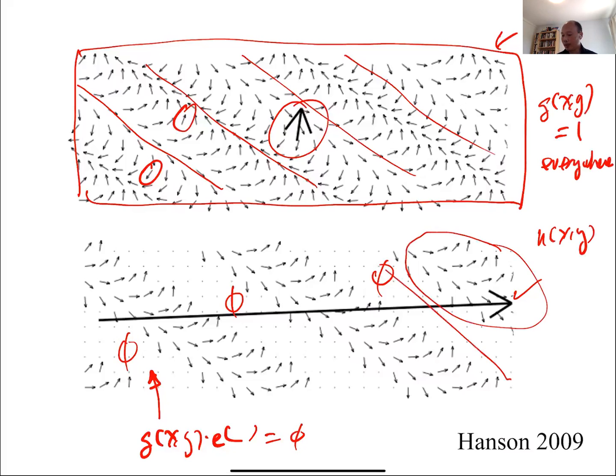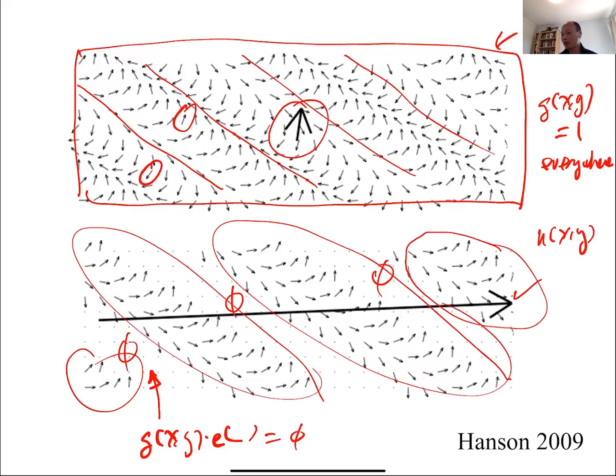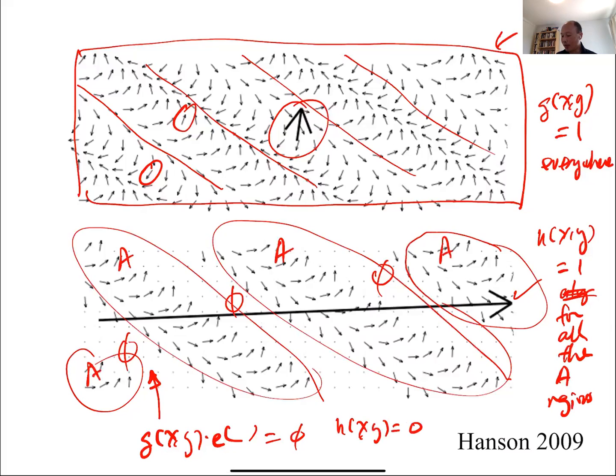And all I'm saying is h of x, y is equal to 1 here along these, where I have some chocolate, for all the A regions. So this is part of an A region, A, and A. And h of x, y is equal to 0 for all the B regions. So let's call this region B, B, B. It's more just like my object, I've arbitrarily set it equal to either 1, where I have some spins, or 0, where I have no spins.